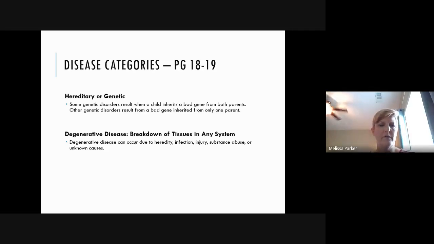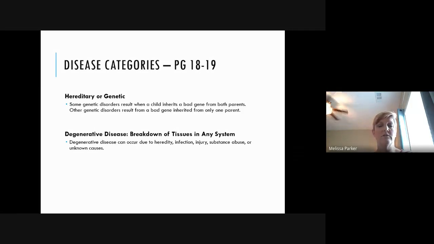Okay, so hereditary or genetic. Some genetic disorders result when a child inherits a bad gene from both parents. Other genetic disorders result from a bad gene that is inherited from only one parent. So it depends on the illness, whether it's going to take genes from both parents or whether it can just be a gene from one parent. Degenerative diseases break down tissues in any system. Degenerative disease can occur due to hereditary, infection, injury, substance abuse, or unknown causes.